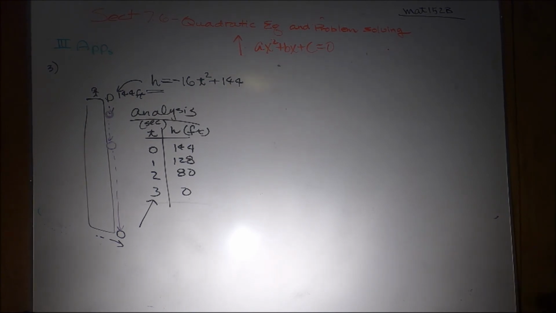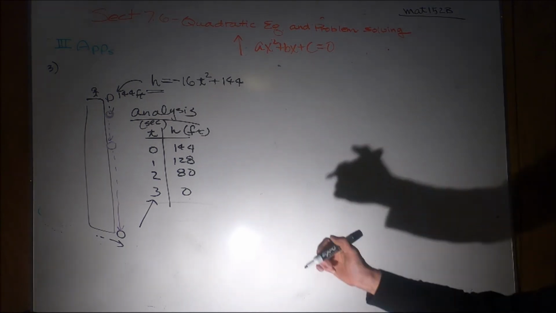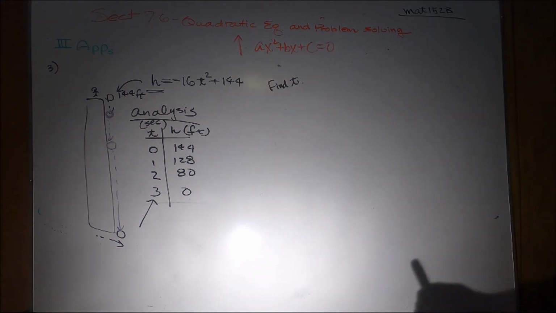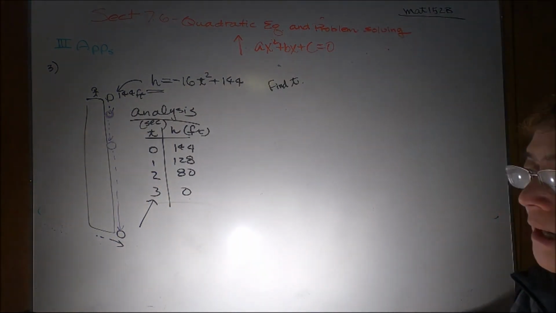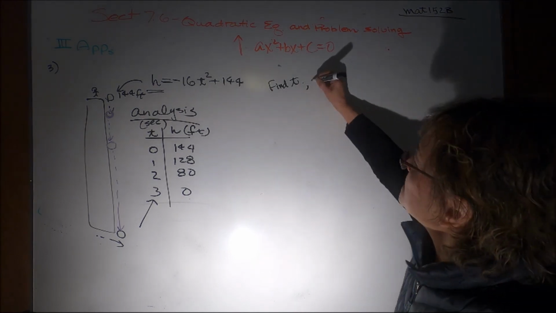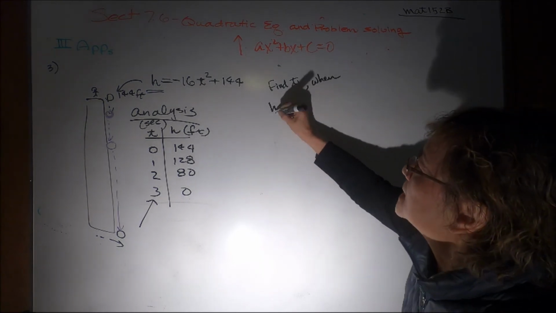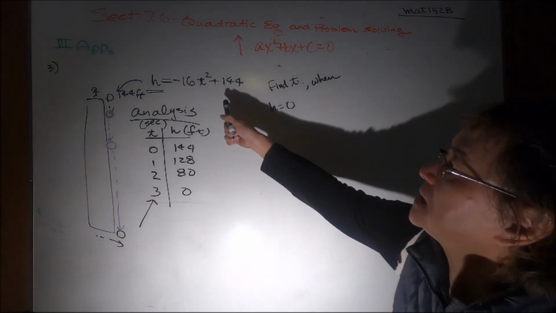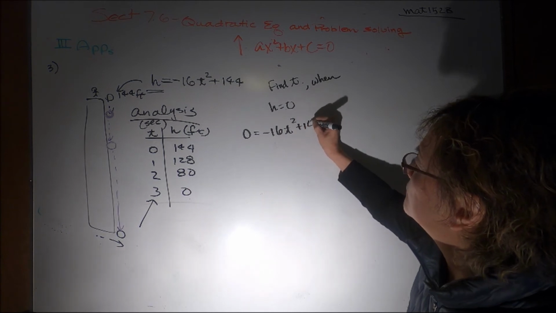But how do we do it mathematically? It says, find how long it takes. That means you need to find the t, right? To find the t after which the object hits the ground. Hit the ground means what's your height? Find the t when h is 0. That's what it is saying. We need to find the t. So you plug in: 0 equals negative 16t squared plus 144.